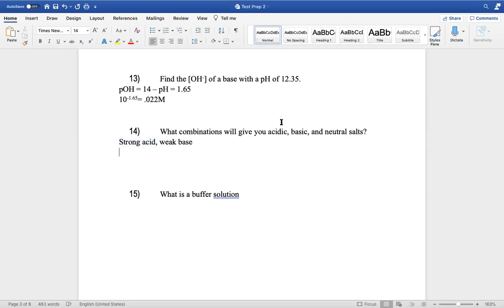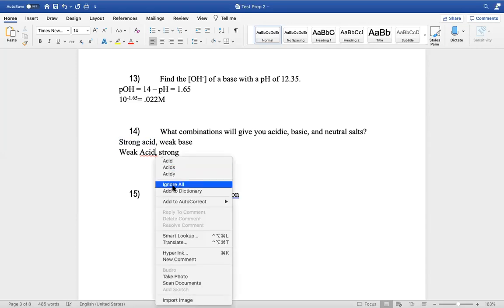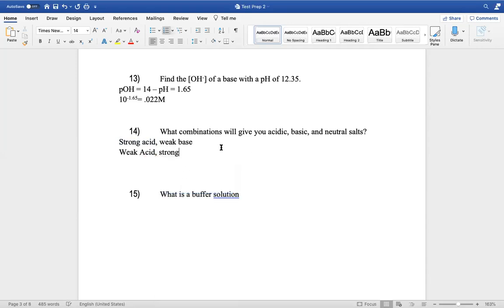And then a base is what? The opposite, so weak acid and a strong base. Why is that wrong? Oh, and this is an acidic salt. Base. A basic salt. And then, so what gives you a neutral salt? Isn't that strong acid, strong base? Yeah, that's strong acid, strong base.